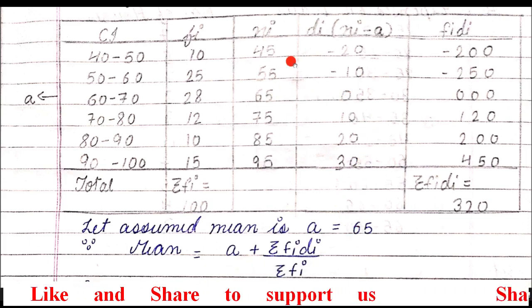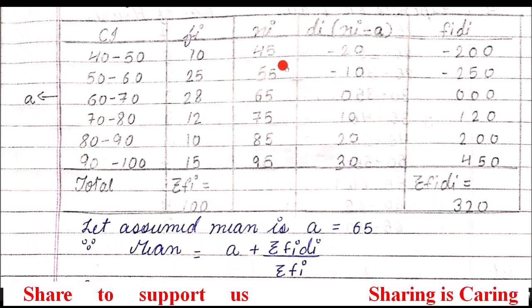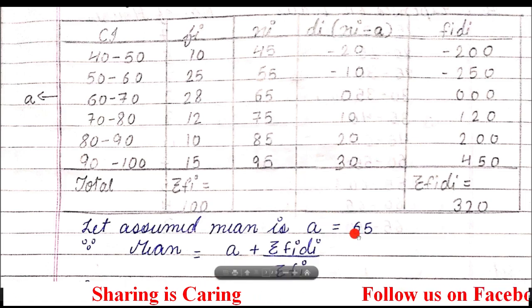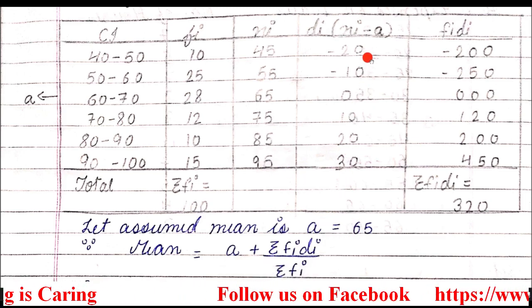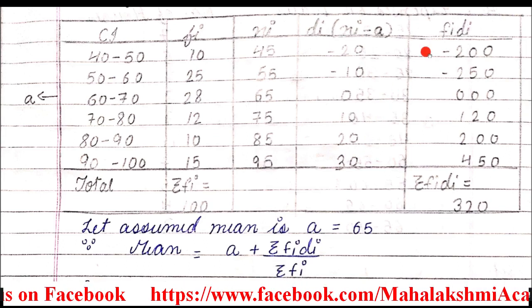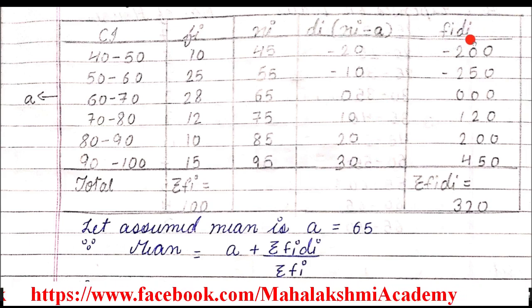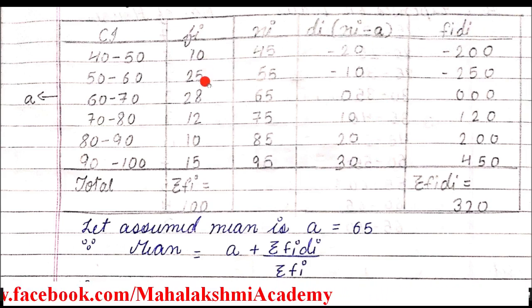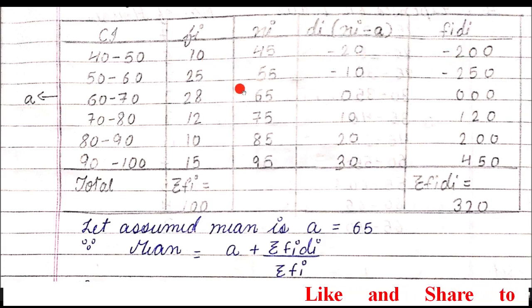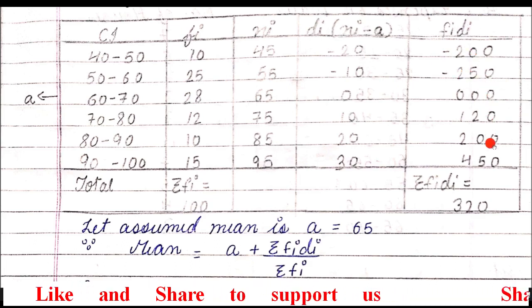Now why are we doing this? Because of the formula Xi minus A. So these are the Xi and A is always 65. Like 85 minus 65 is 20. Like this you have to find the Di column. Now after finding the Di column, we have to find the Fi Di column. Fi Di means multiplication of Fi and Di. So we will multiply the corresponding terms, that is 10 into 20, minus 200, 25 into 10, that is minus 250. Like this, just fill in the data.